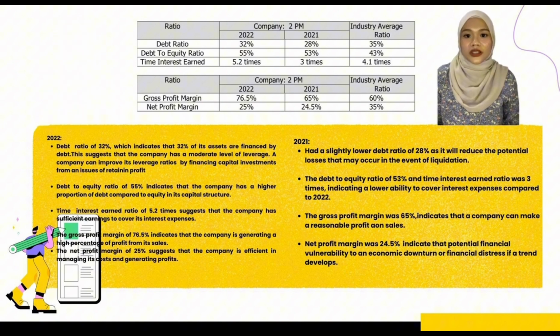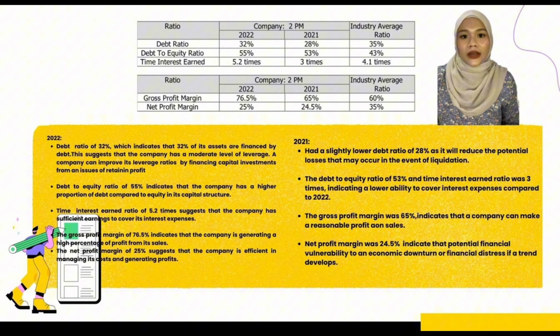Next, for 2021, the company had a slightly lower debt ratio of 28%, as it will reduce the potential losses that may occur in the event of liquidation. The debt to equity ratio was 53% and the times interest earned ratio was 3 times, indicating a lower ability to cover interest expenses compared to 2022.